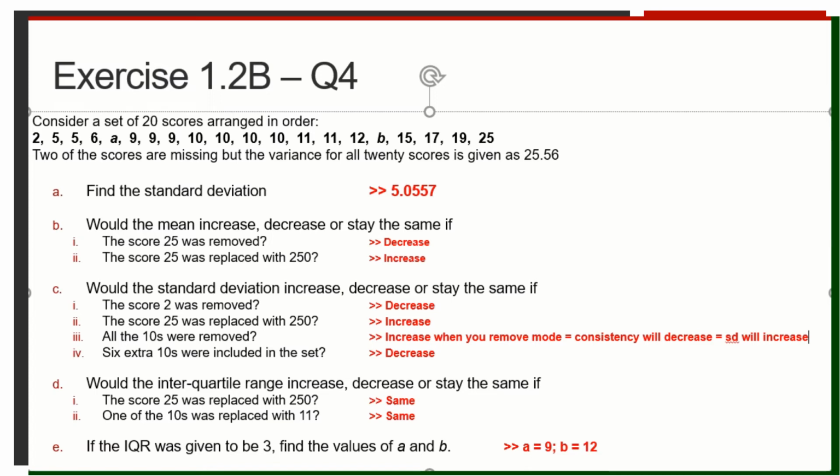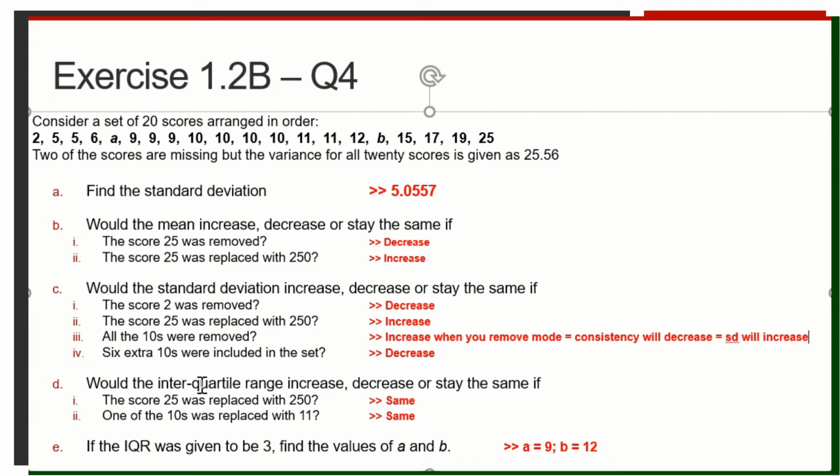All right, so now you're removing it from your data. That obviously will increase your standard deviation. 6 extra tens were included in the set. Now if you add 6 more tens, good, right? You add 6 more tens to your data means your data is becoming more and more consistent, because your data is repeating so much. The same data is repeating, that means it's very consistent. Your standard deviation will decrease because it will increase the consistency in your data.